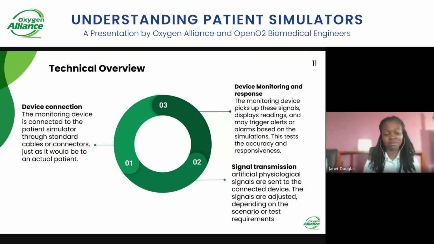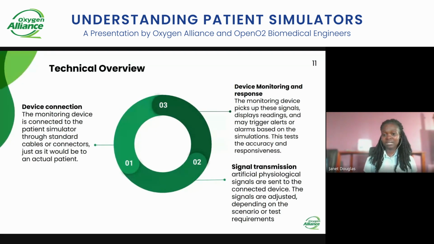Firstly, you connect the monitoring device to a patient simulator, and through the standard cables and connectors that I showed you earlier, you can be able to do the connections. And secondly, once it has been connected, physiological signals will be sent to the connected device. The signals are just like I already said, you can adjust or you can choose to use the ones that are already there.